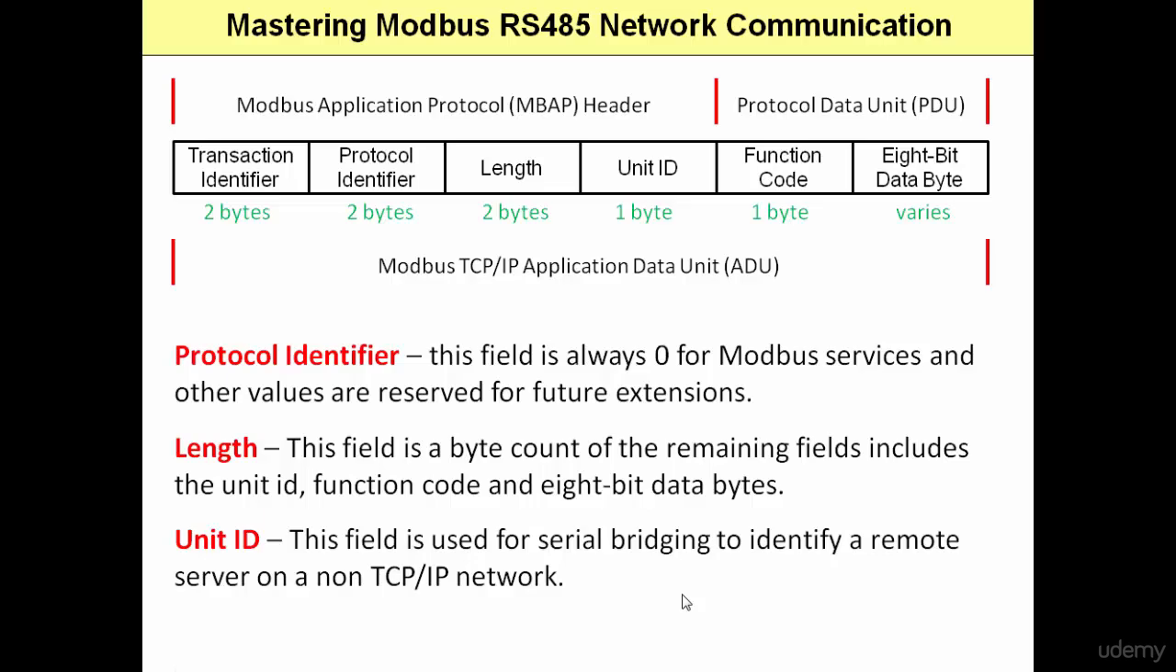Sometimes there will be devices, but very rarely, that will actually be connected via a bridge, and that bridge might be, let's say, a TCP IP to RS-232 or TCP IP to RS-485 bridge. And let's say a client is trying to communicate with a server on that bridge, it'll use this unit ID here. But for now, for what we will be doing, it will really not be used.